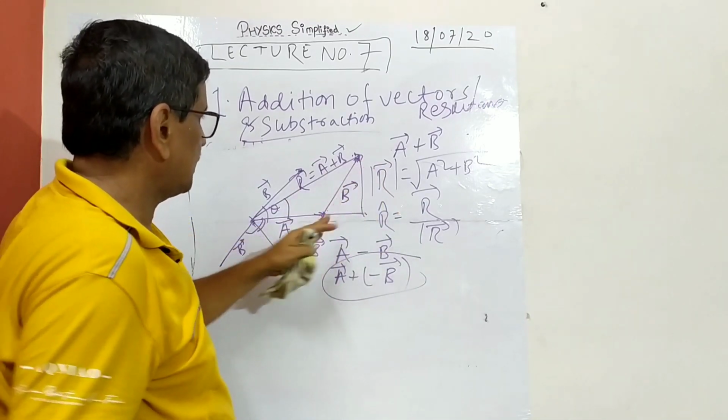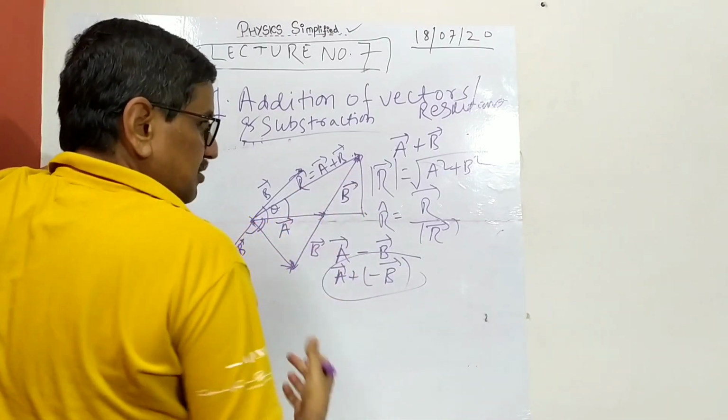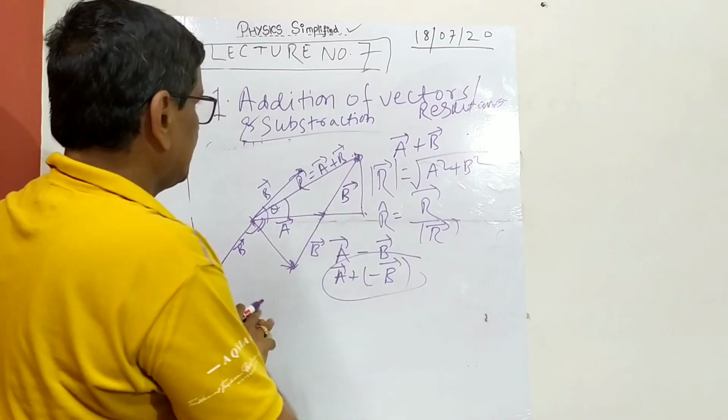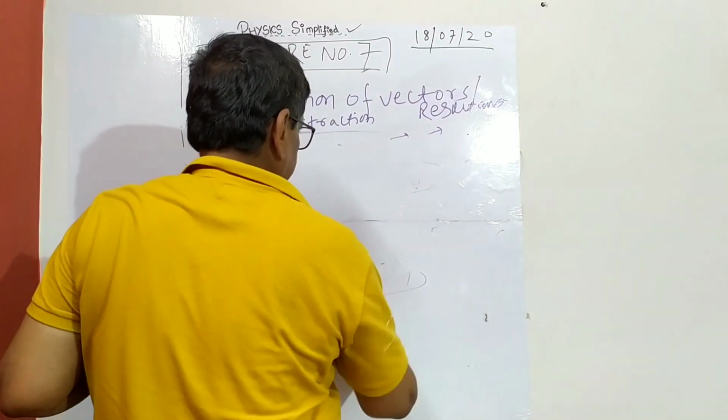So graphically you can calculate, or if suppose there are more than two vectors. Then suppose there is a practical example, and then we'll go to what is that practical example? I am drawing a figure.